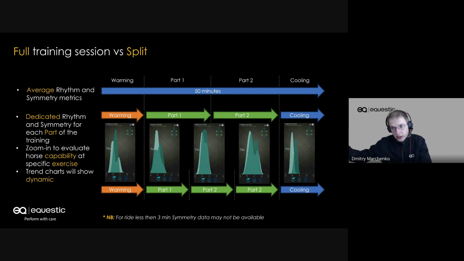And the final part is cooling down. We also recommend recording this part separately, because then you can see the shape of the horse's capability of movements at the end. This is a guiding metric for you to evaluate the impulsion and the consistency of the rhythm, because you will see how it has changed compared to warming up and the medium part of the training.